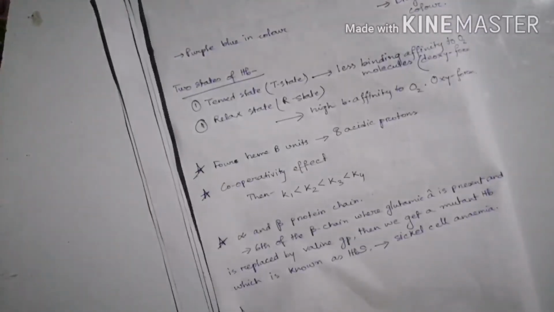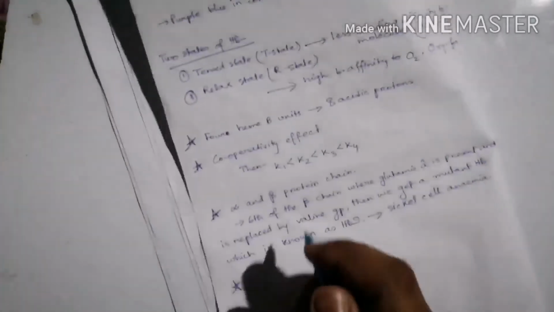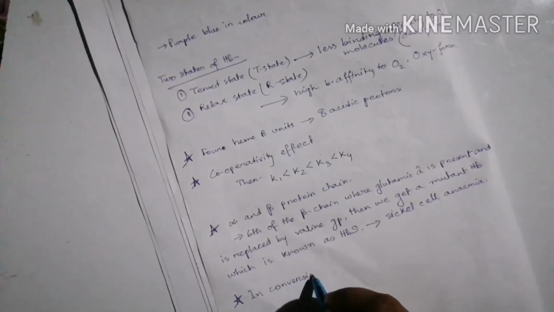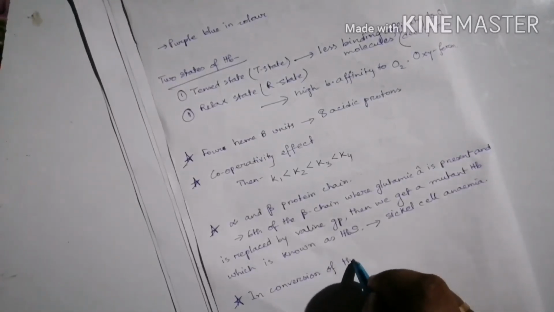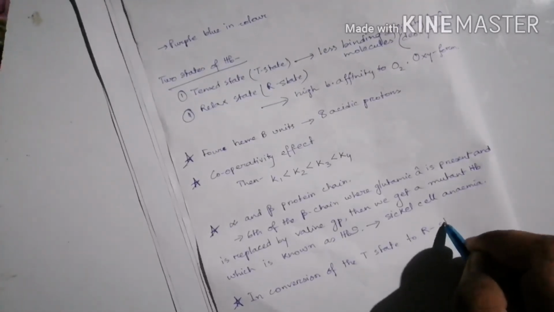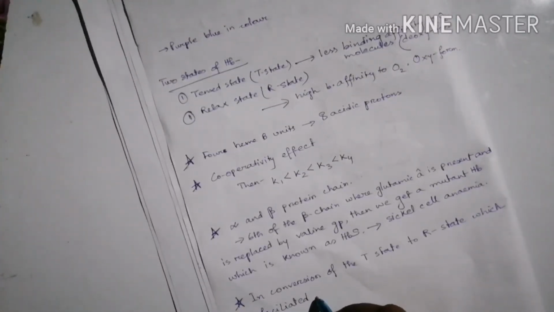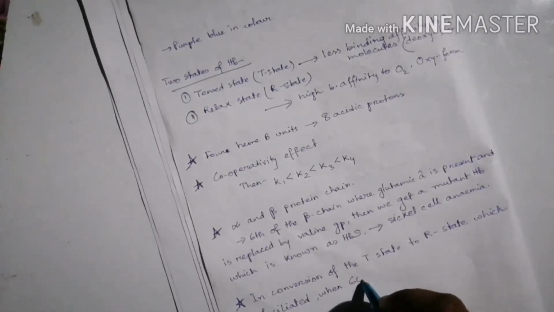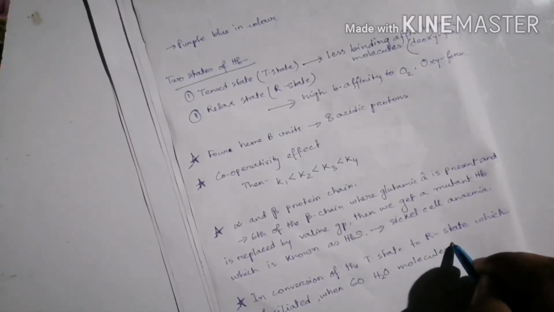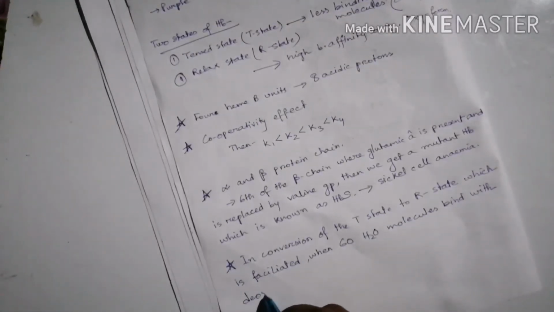And one more important point which I forgot to tell you about the different states of hemoglobin is that the conversion of the T state to the R state is facilitated when 60 water molecules bind with deoxyhemoglobin.